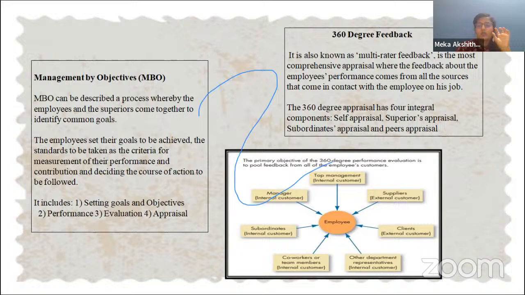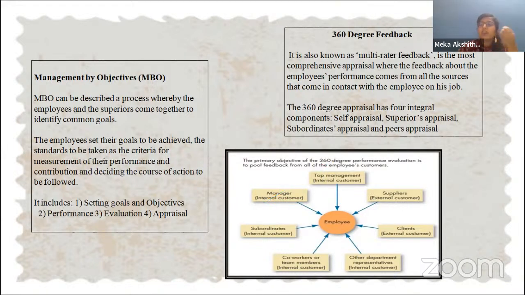So there would be equal involvement of both management and the employees. After setting the collective goals, the employees would be performing based on whatever goals are set. During that performance, management would be regularly monitoring their performance. After monitoring, they would be evaluating the performance, and this evaluation would be based on the set goals. There have been certain objectives and goals set, right?